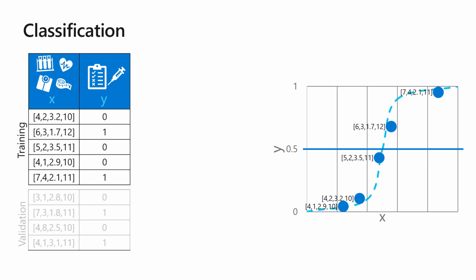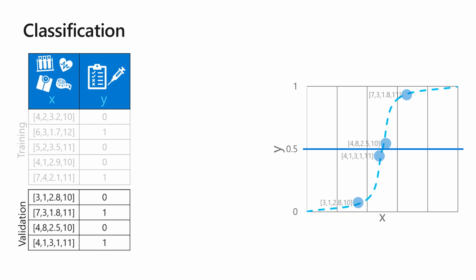Now the function we've fitted to the data is an example of a logistic function. And you can think of the value as representing the probability that the class is 1. In other words, in this case, the probability that the patient is diabetic. Having determined a function that fits our features, a model is produced, and we can use the validation data we held back to test it. And here's the results of applying that logistic model to our validation features.